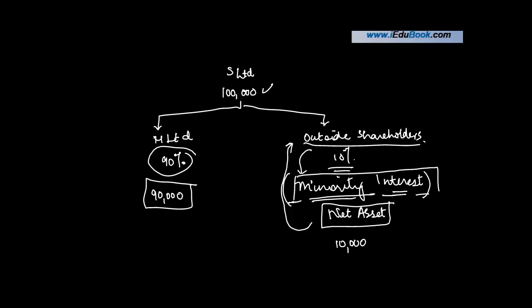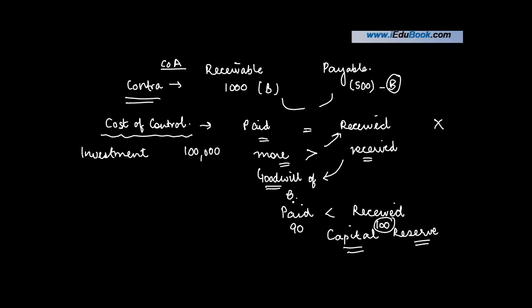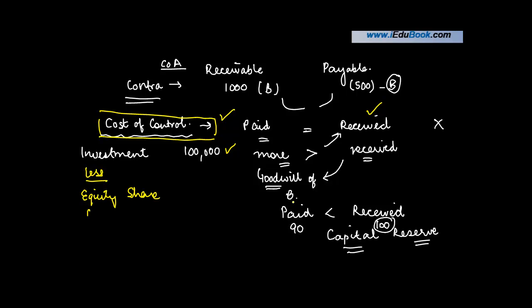I will just tell you about it. Now I told you in the beginning, or actually in the middle of it, that there's something called cost of control, which represents what I paid vis-a-vis what I received. What did I pay? I paid 1 lakh. And what did I receive in return? I received equity share capital of S Limited, 90%, which is 90,000. So 90,000 I will reduce from this.